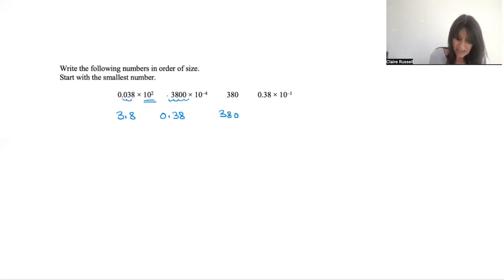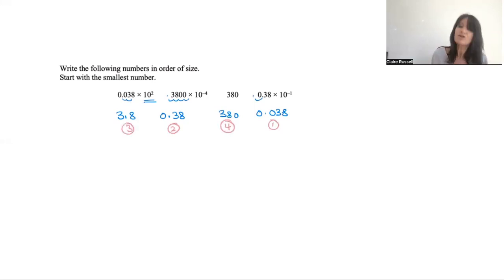And this is times by 10 to the power of -1. So again, I'm moving it to make it smaller by 1. So that will give me 0.038. And then I can see just by looking at them that that's the smallest. That would be the next one. That would be the next one, with this being the last.